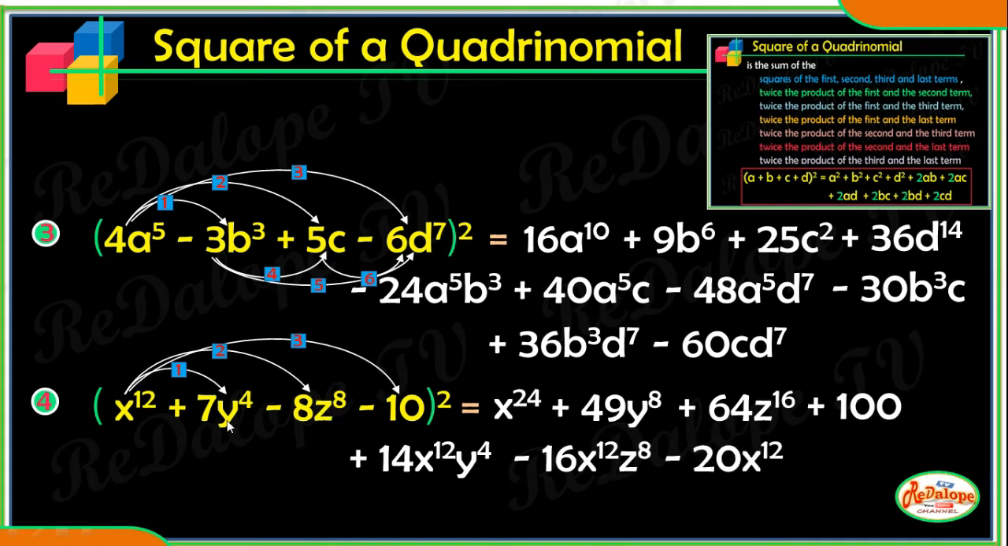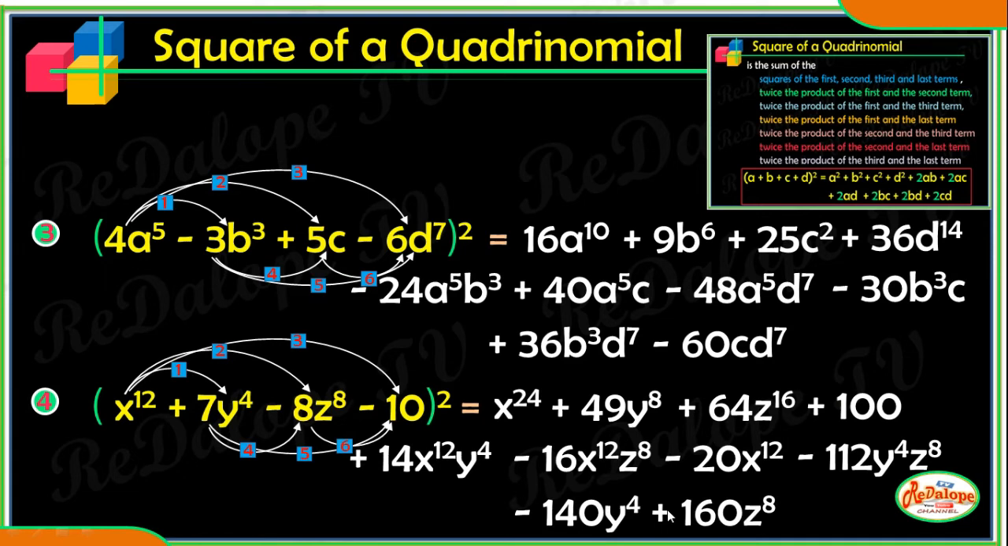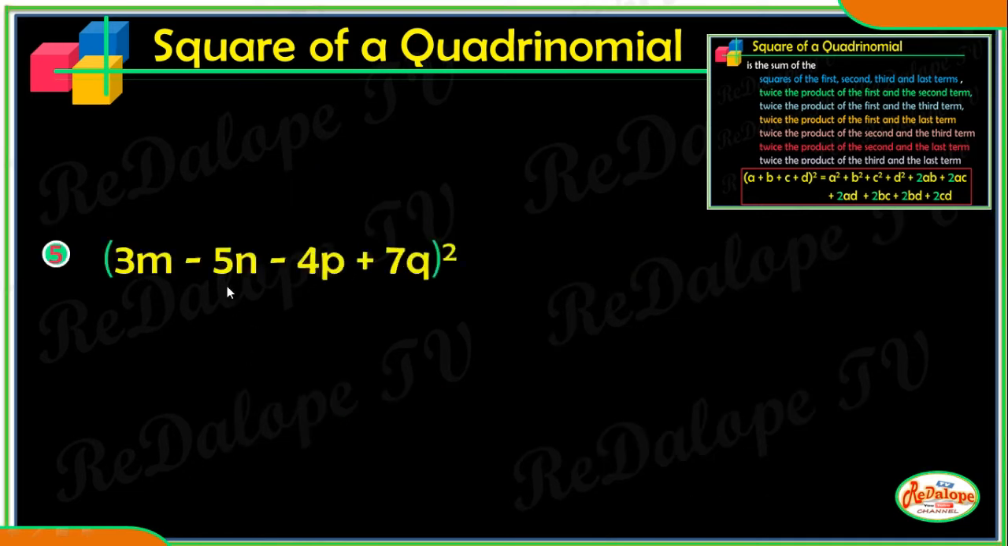And then for the second term times third term, we have 7 times negative 8, so that is negative 56y4c8 times 2, so that's equal to negative 112y4c8. 7y4 times negative 10, so that is negative 70y4 times 2, so that is negative 140y4. And the last, we have negative 8c8 times negative 10, so that is equal to positive 80 times 2, so that is 160c8.